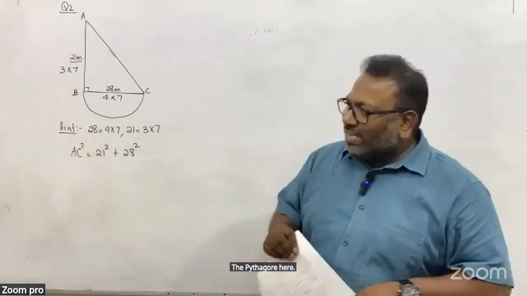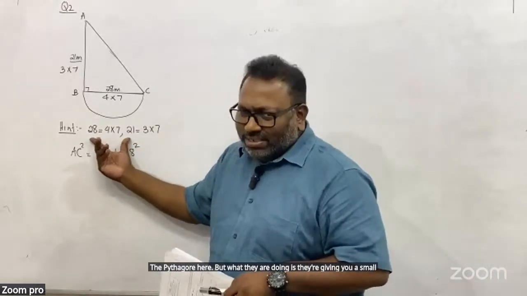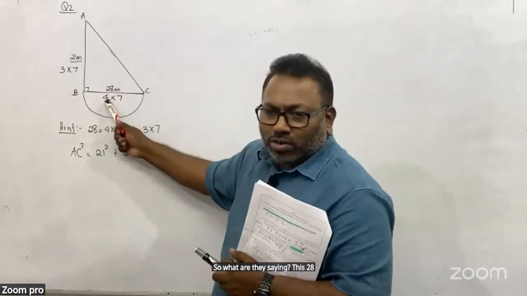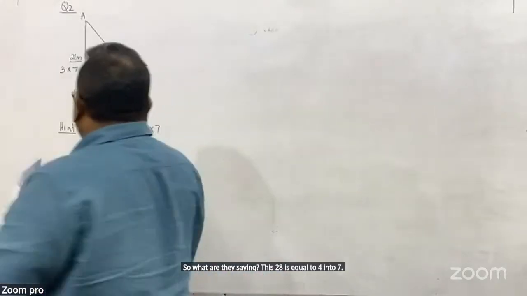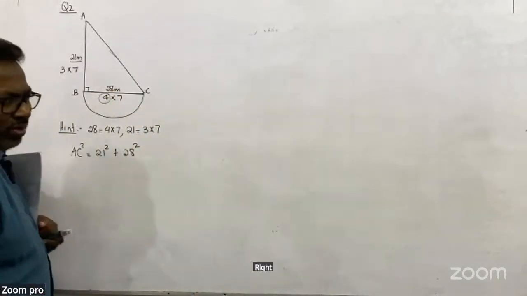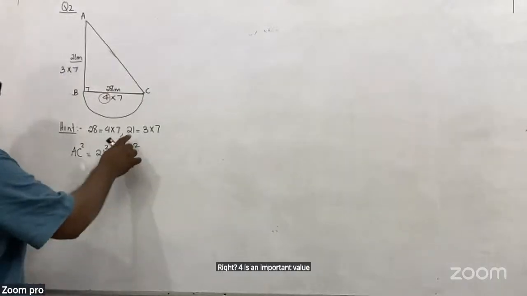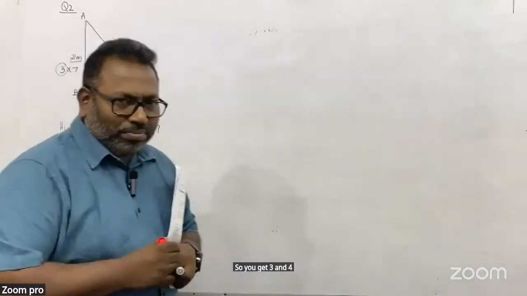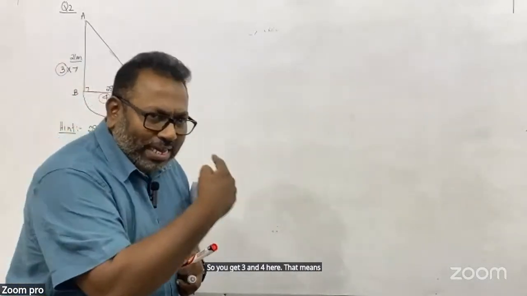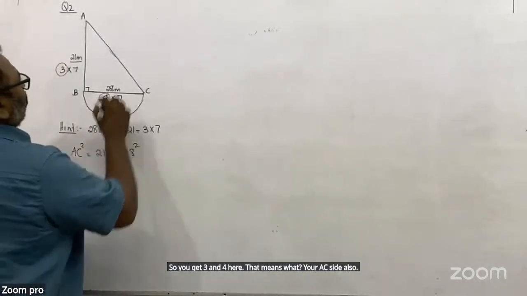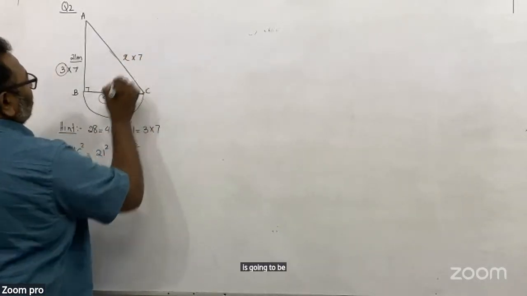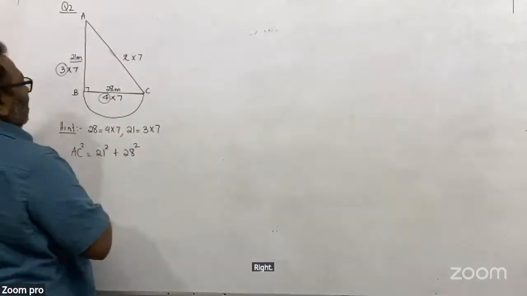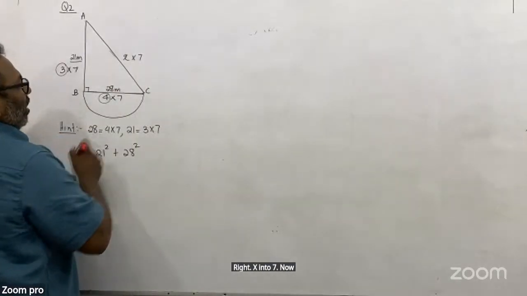But they are giving you a small hint to make things a little easier. So what are they saying? 28 is equal to 4 into 7. 4 is an important value. 21 is equal to 3 into 7. So you get 3 and 4 here. That means your AC side also is going to be x into 7. Now, what is this x going to be?